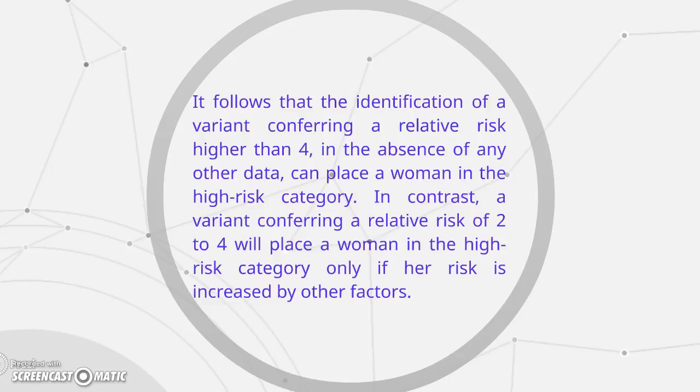It follows that the identification of a variant conferring a relative risk higher than 4 in the absence of any other data can place a woman in the high risk category. In contrast, a variant conferring a relative risk of 2 to 4 will place a woman in the high-risk category only if her risk is increased by other factors.